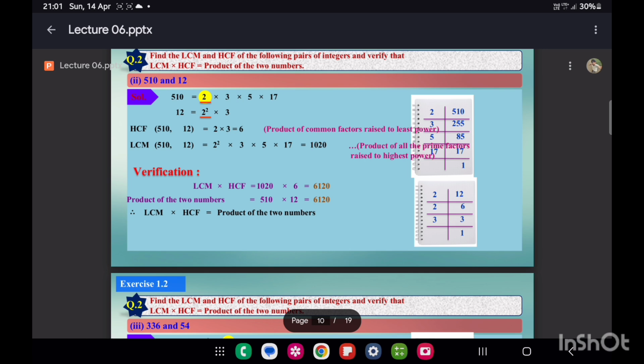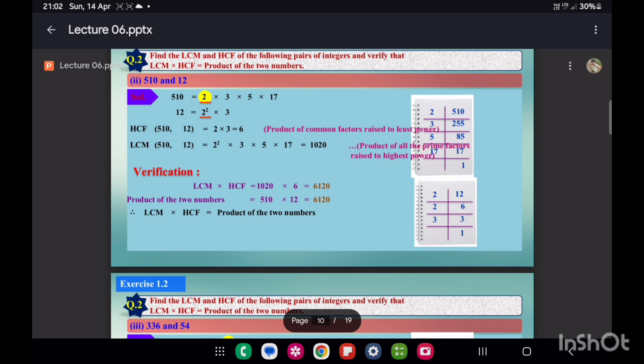Next, 12. 2 6s are 12, and 6 is divisible by 2. 2 3s are 6, and 3 ones are 3. So it can be written like this. Then 12 we can split up into 2 power 2 into 3.